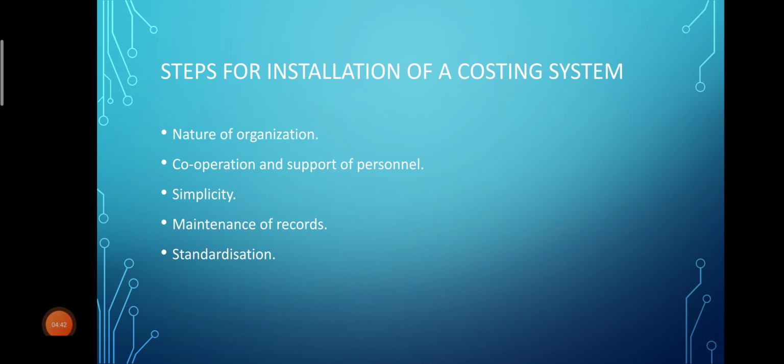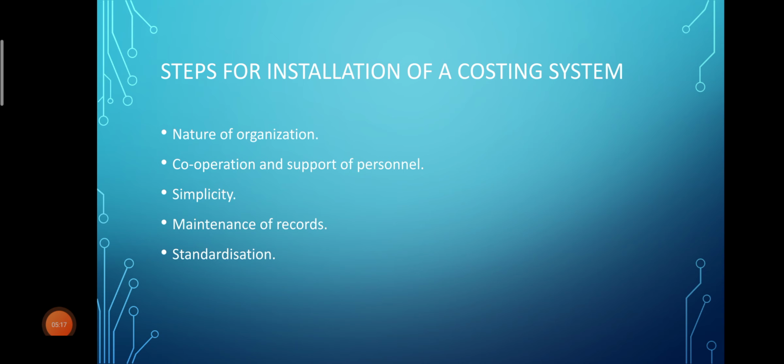First one is nature of organization. They have to study the nature of the industry and what type of organization it is, and if cost accounting is installed, whether that is useful or whether they are going to get benefit out of it or not. So that has to be seen. Then second point is cooperation and support of personnel. Employees have to support it because they are going to operate it. Initially the employees may not support, so they will have to check whether employees will accept it or not.